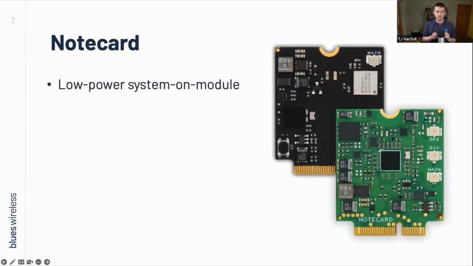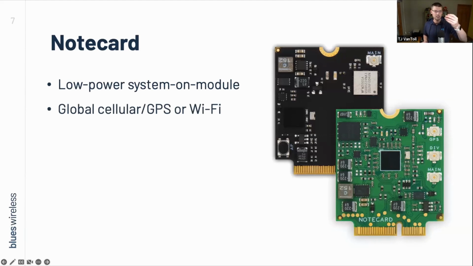Now, the Notecard is our low power system on module. I've got one here. It's about 30 by 35 millimeters. And essentially, it's a little system that can do both global cellular and GPS. The black one, which I've got over here, does Wi-Fi as well. We're going to be focusing on the cellular one, the green one here today.